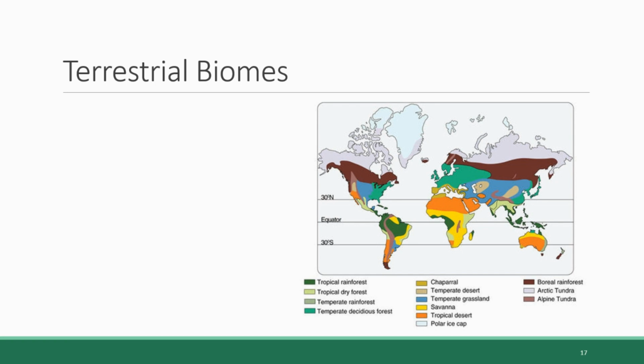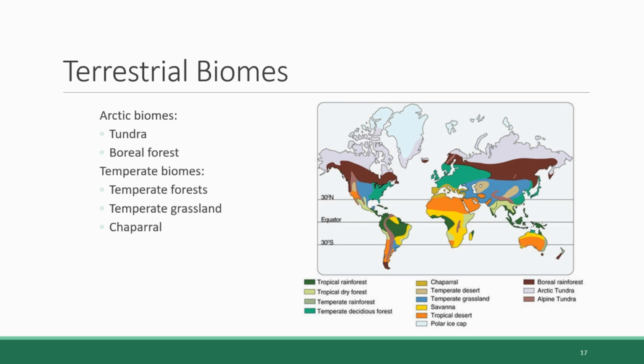So let's start by listing the biomes that we're going to be going through. Biomes in the Arctic zone include tundra and boreal forest. Temperate zone biomes include temperate forests, temperate grassland, and chaparral. Tropical biomes include tropical forests and tropical grassland. And then finally, desert is a biome that's sort of off in its own category because deserts can be found in multiple different zones. So let's get started with the top of the list. We're going to talk about tundra first.